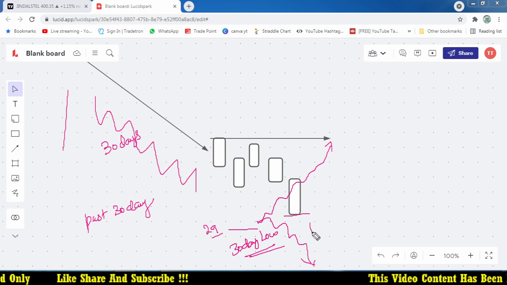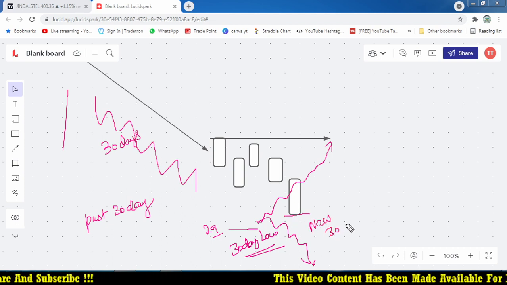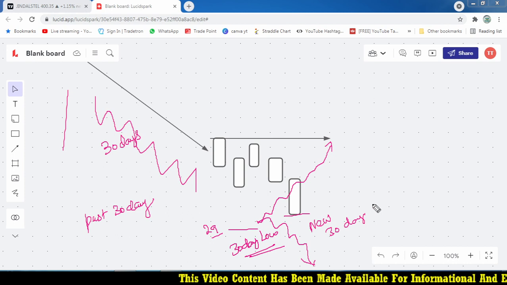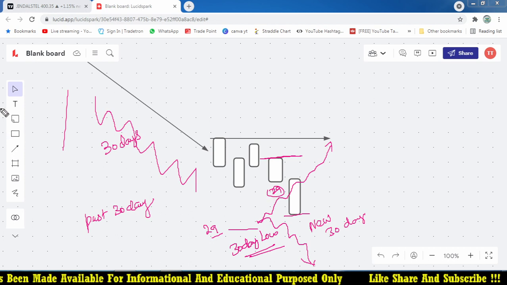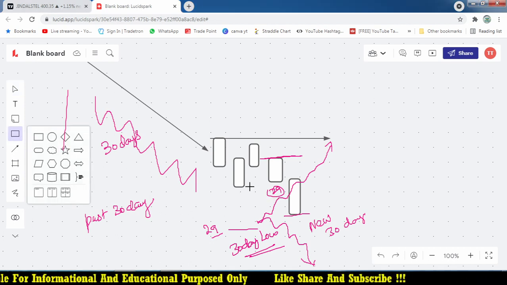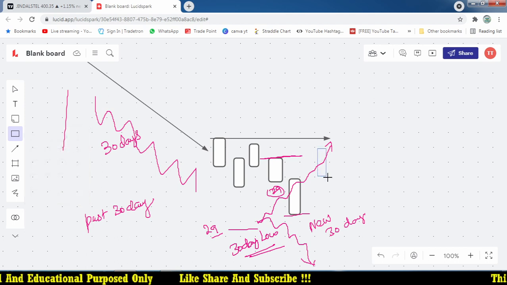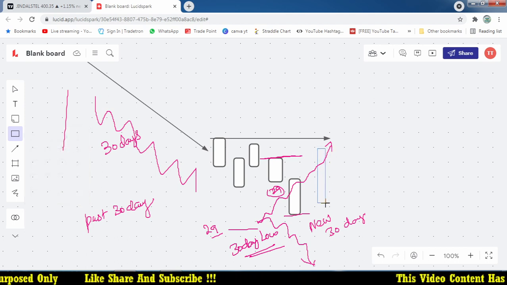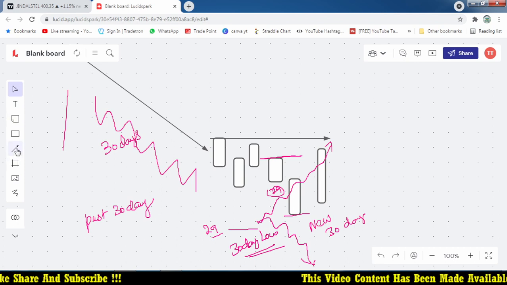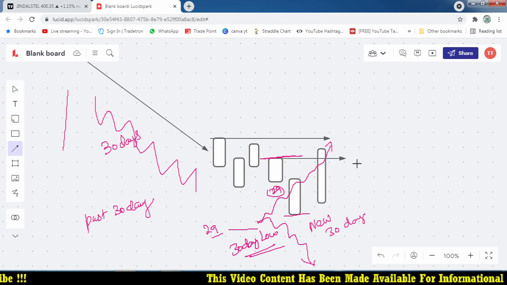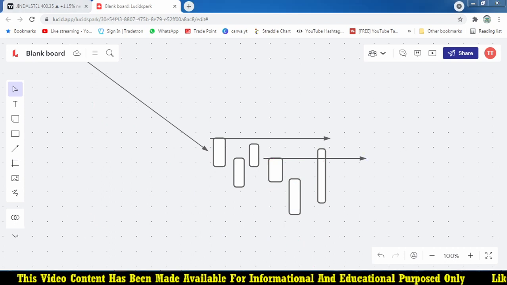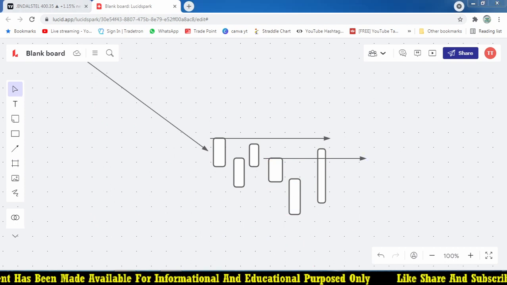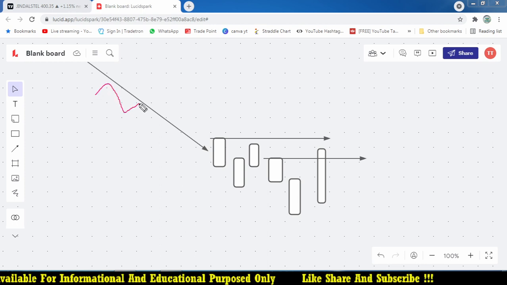This should be a new 30th day low, or a 30 days low, right? So if you are focusing here, this candle is our 29th day, correct? Now whenever any candle closes above the 29th day, for example, if a candle forms like this, it is closing over and above this 29th day, got it? So previously the market was moving down, correct?